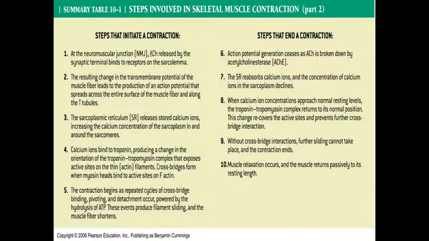So at the neuromuscular junction, acetylcholine is released at the synaptic end bulbs. The resulting change in the transmembrane potential of the muscle fiber leads to an action potential, right? So remember, acetylcholine is released. It's in the synaptic end bulb. It binds to the sodium channel. Sodium rushes in, and that's what creates the change to the membrane, creating an action potential. The action potential is going to go down the T-tubule.